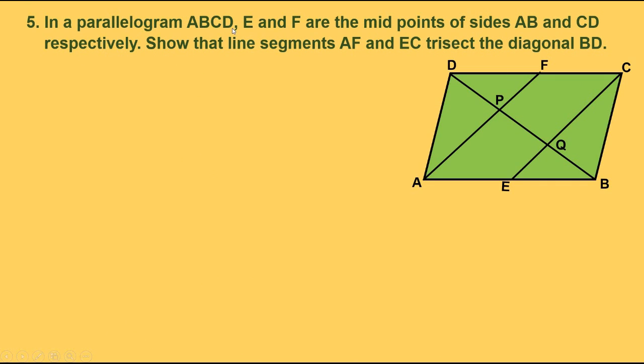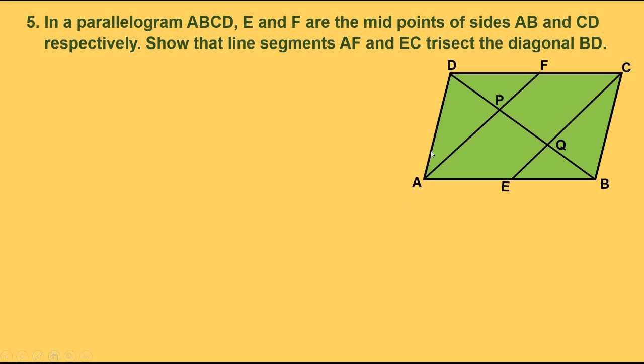Problem 5. In a parallelogram ABCD, E and F are the midpoints of sides AB and CD respectively. Show that line segments AF and EC trisect the diagonal BD. Bisect is to divide a line into two equal parts. Trisect means dividing it into three equal parts.